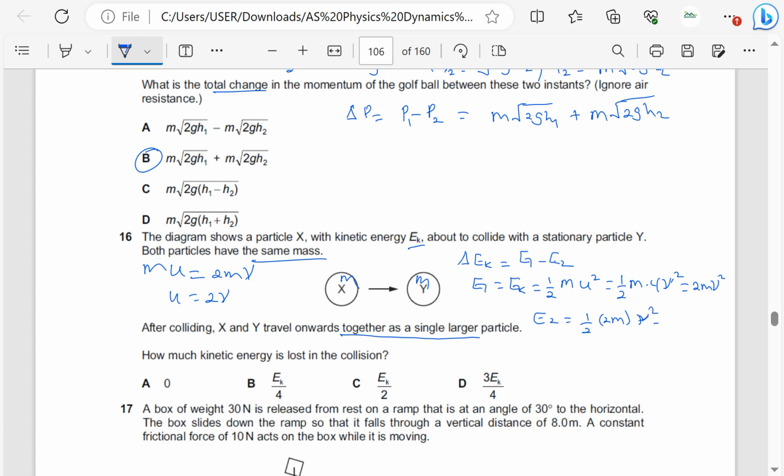So this gives us mv squared. So what is the loss in kinetic energy? It is going to be 2mv squared minus mv squared, which is simply mv squared. That's the loss in kinetic energy. So the question was, how much kinetic energy is lost in the collision? So mv squared is a half of what we had before. It means this is equal to a half of the initial kinetic energy Ek, because Ek was twice mv squared. So this is Ek over 2. So the answer here is going to be C.